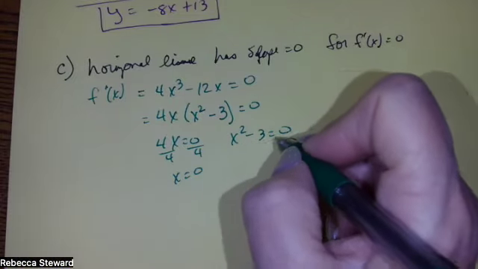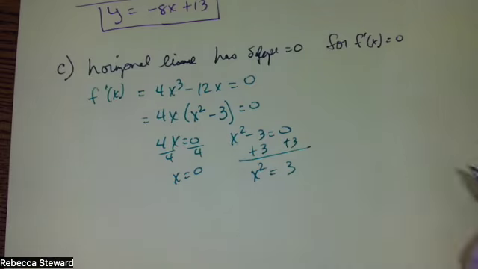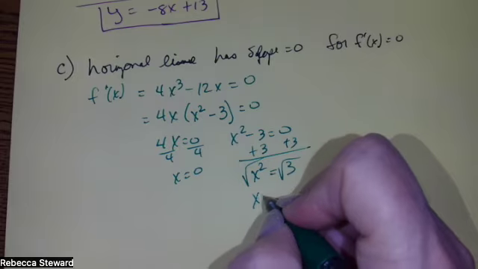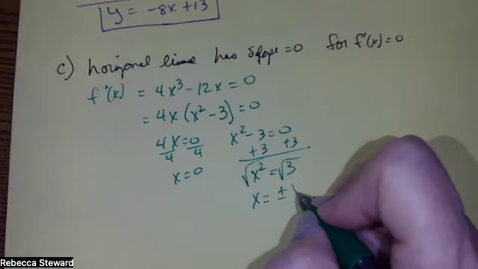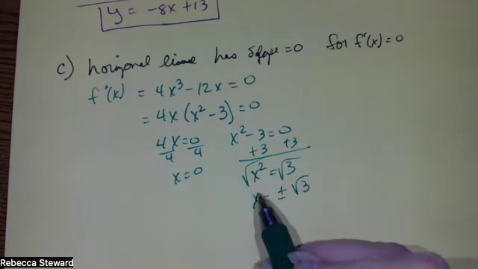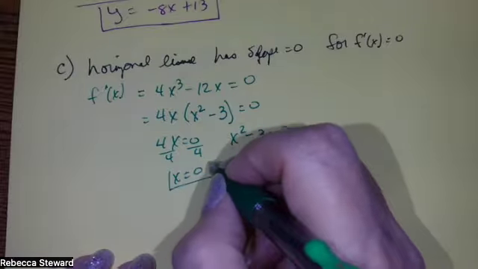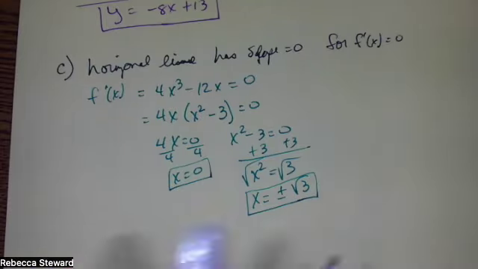Here we're going to add 3. This does not factor, so we're going to add 3 to both sides and get x squared equals 3. We'll take the square root of both sides and get x is equal to plus or minus the square root of 3. So remember, anytime we introduce a radical, we have to do that plus or minus still. So we will have x equals 0 and x equals the positive square root of 3 and the negative square root of 3. And that is where the values of x are, where the tangent line is going to be horizontal.